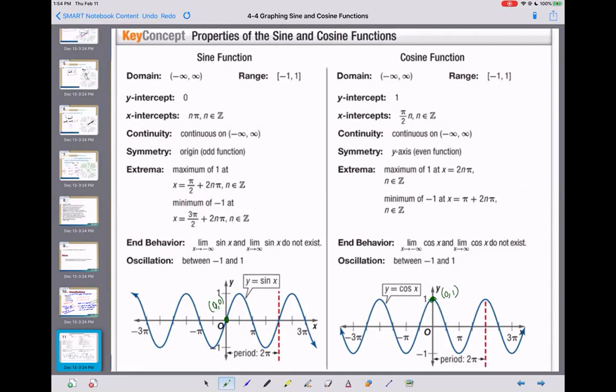Period, here it is shown at the bottom of the screen, means how long it takes for one full cycle to go from maximum to maximum, minimum to minimum, or from the midline up through the maximum, through the minimum, and back to the midline. That's a period.